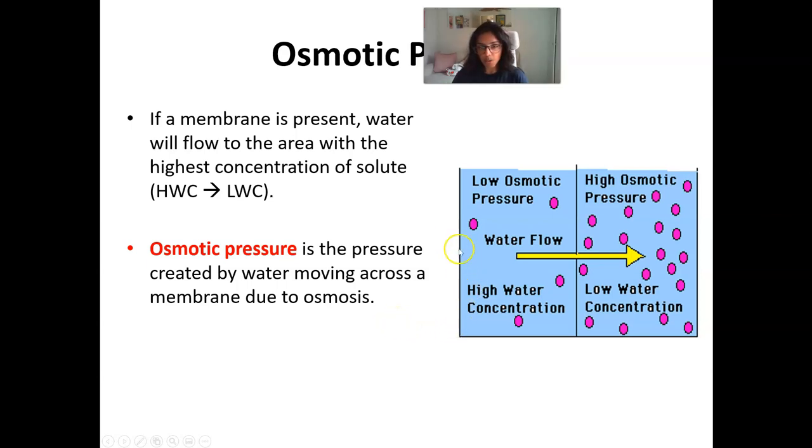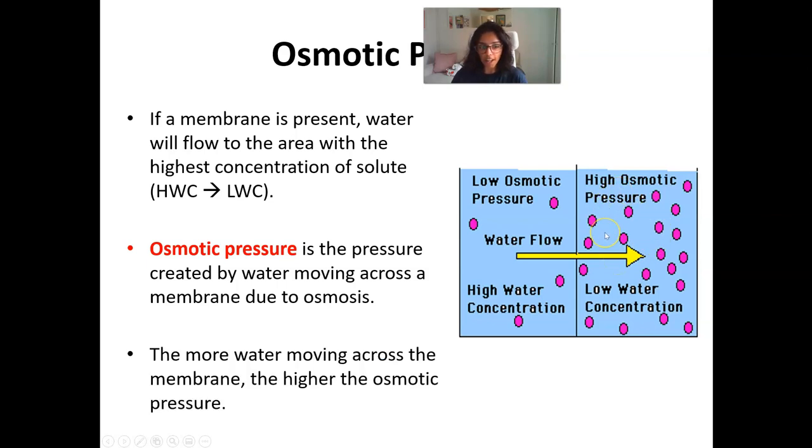In this cartoon here, we can see that water is flowing from a high water concentration to a lower water concentration. Again, these pink circles are representing our solute. By comparison, because this has more solute molecules in it, it will have less water, hence why osmosis occurs from left to right. The reason why we have a higher osmotic pressure where there's more solute is because water is flowing from high to low water concentration, and because we have more molecules in a small space, it's increasing the osmotic pressure.